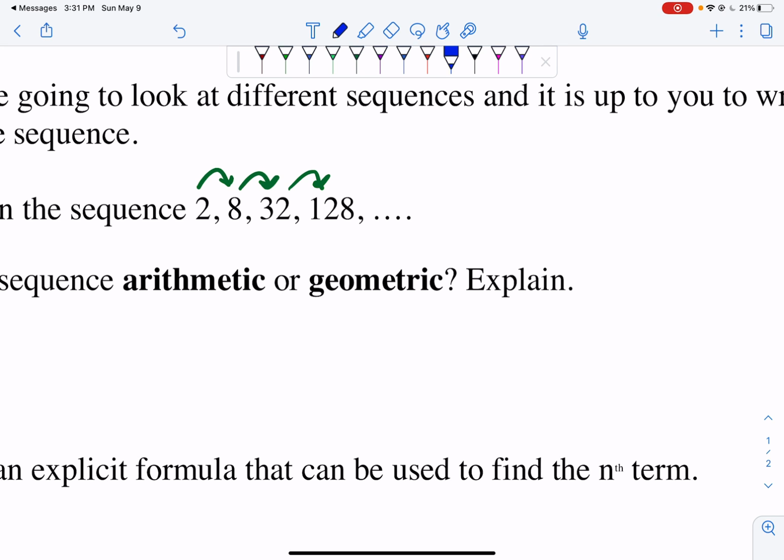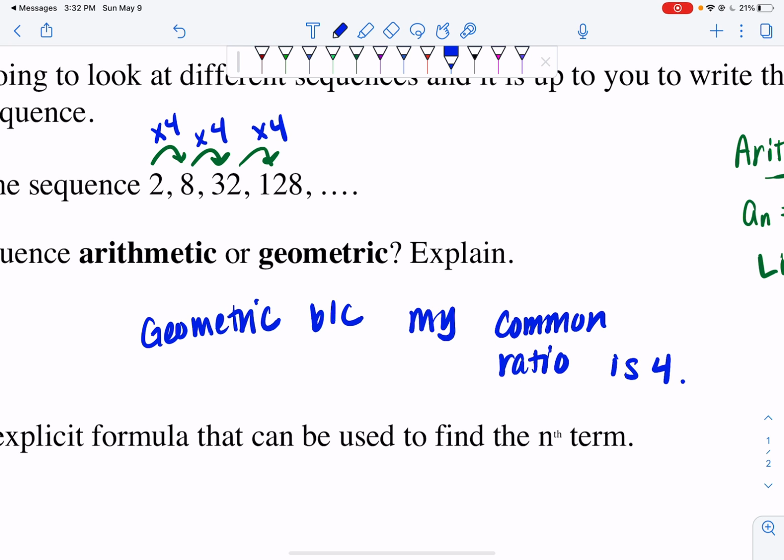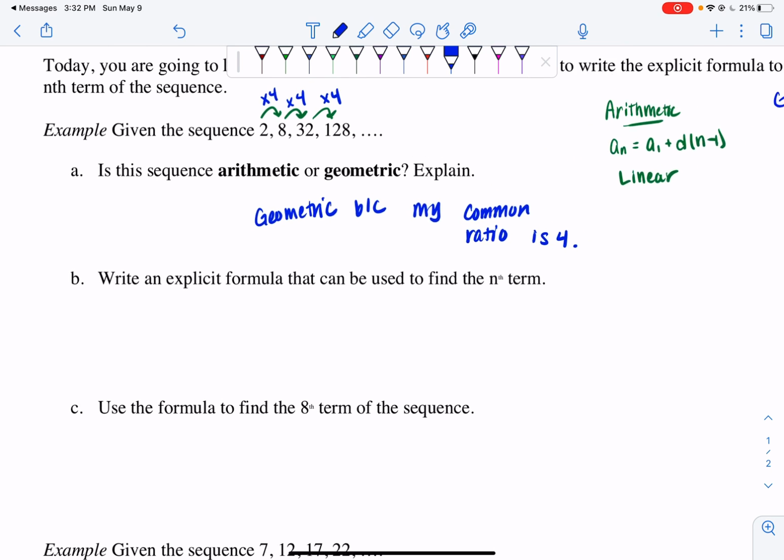So now I have to figure out what I'm multiplying by each time. When I go from 2 to 8, I multiply by a 4. 8 to 32, I multiply by a 4. From 32 to 128, I also multiply by a 4. So I can say this sequence is geometric because my common ratio is 4. And that would be your final answer. You're just multiplying by the same value each time, or dividing by the same value each time.